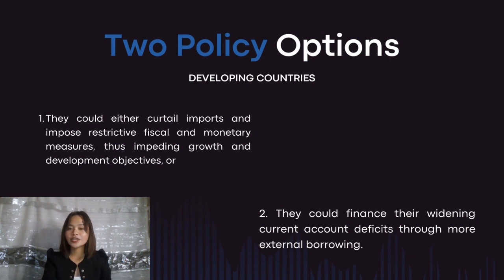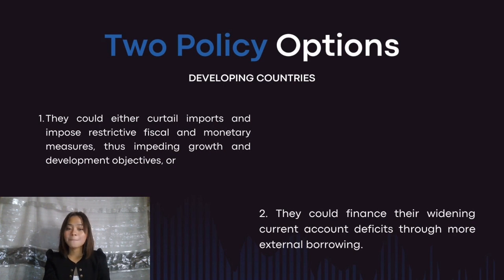First, they could either curtail imports and impose restrictive fiscal and monetary measures, thus impeding growth and development objectives, or they could finance their widening current account deficits through more external borrowing. Unable and sometimes unwilling to adopt the first option as a means of solving the balance of payment crisis, many countries were forced in the 1980s to rely on the second option, borrowing even more heavily.